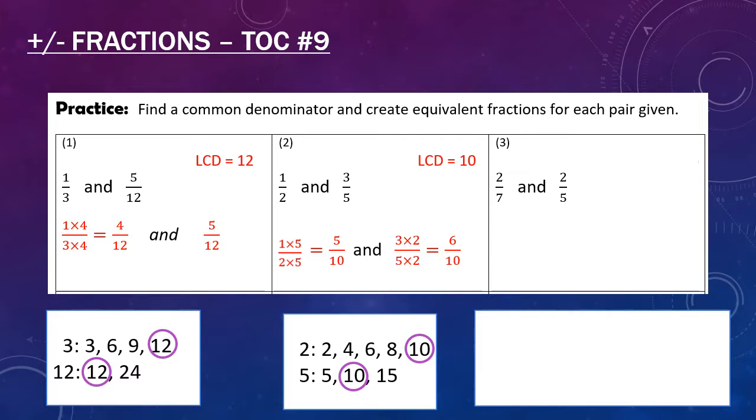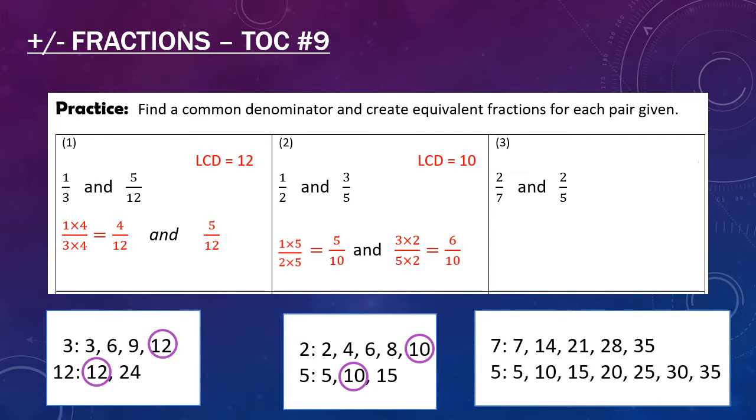Last example on the first row, I have 2/7 and 2/5. Again, this is one I could list out all my multiples, but they're not going to have anything in common. I'm just going to end up multiplying the 7 times the 5, and 35 is my smallest common denominator. So then I take 2/7 and multiply them both by 5, and I take 2/5 and multiply them both by 7, and I end up with common denominators in my fractions.